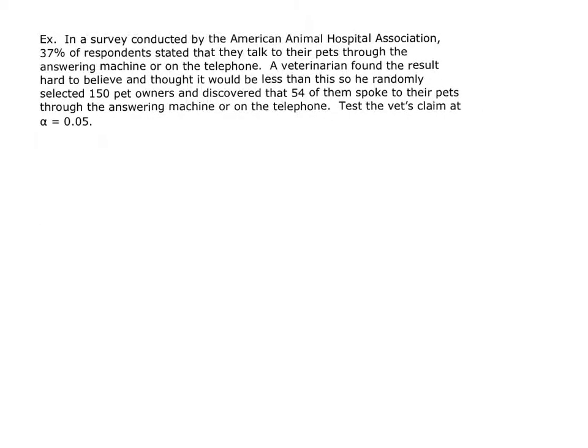In a survey conducted by the American Animal Hospital Association, 37% of respondents stated that they talked to their pets through the answering machine or on the telephone. A veterinarian found the result hard to believe and thought it would be less than this, so he randomly selected 150 pet owners and discovered that 54 of them spoke to their pets through the answering machine or on the telephone. Test the vet's claim at alpha equals 0.05.